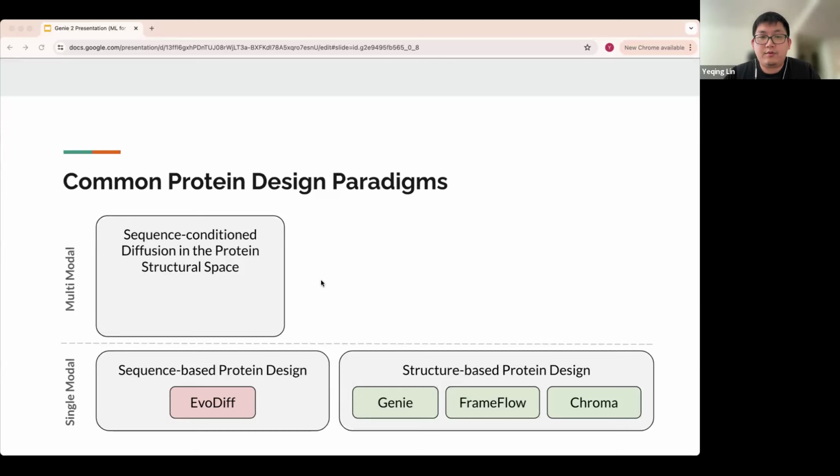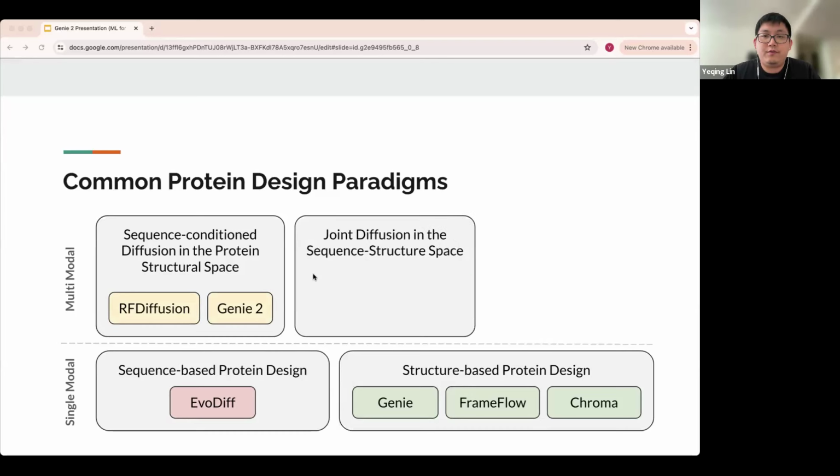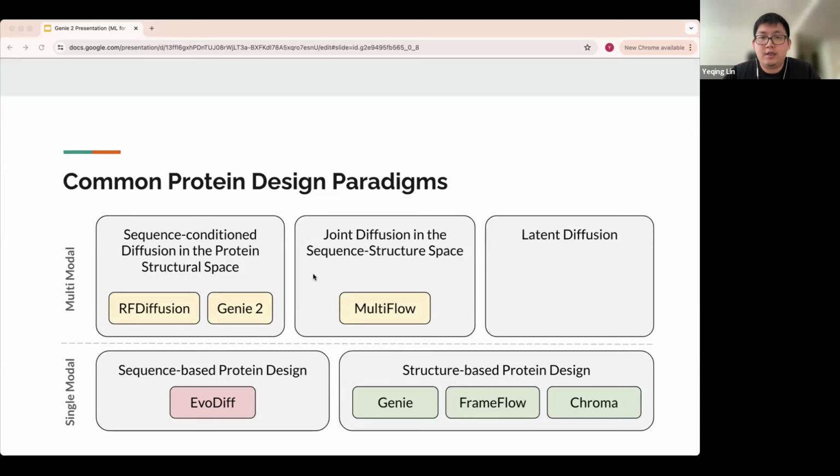And as we will talk in more detail, Genie 2 also falls into this category. Another approach to leverage both sequence and structural information would be to perform joint diffusion in the sequence and structural space, like what Multiflow did. And one other promising approach is to combine sequence and structure into a single latent space and perform diffusion in this latent space. This is a very interesting direction, but to the best of our knowledge, there isn't any existing model that achieves competitive performance compared to RFdiffusion.